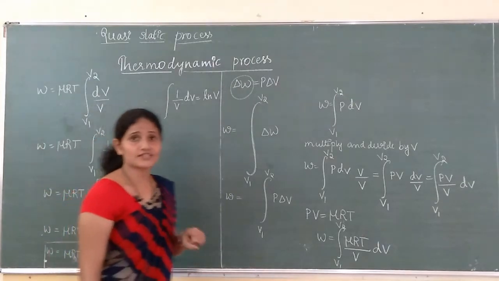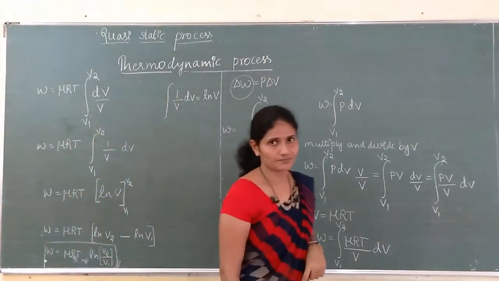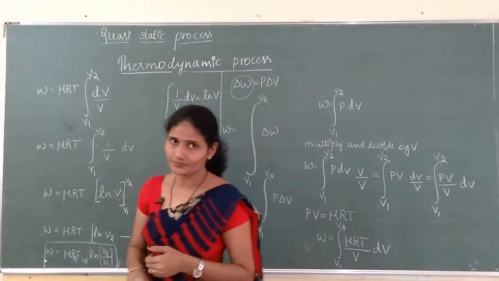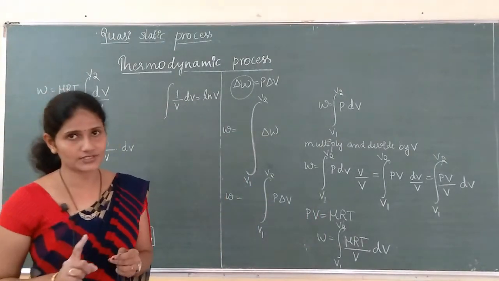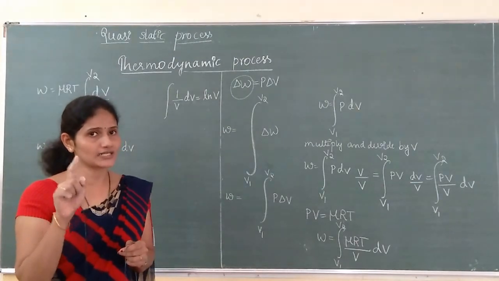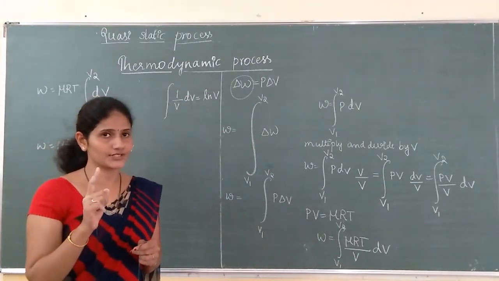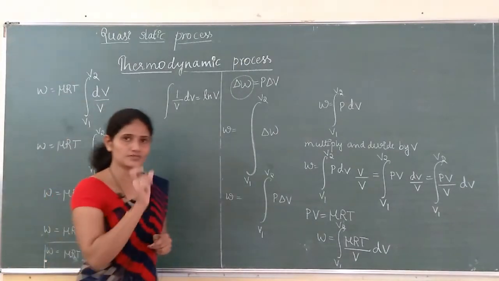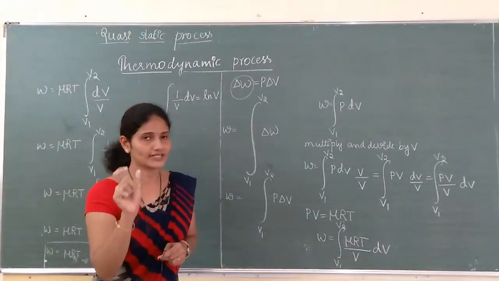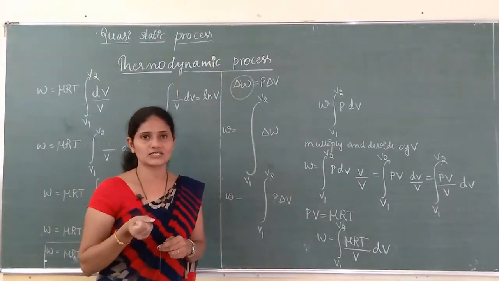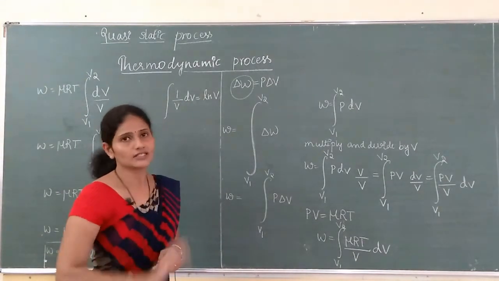After that, we have to apply first law of thermodynamics. Delta Q is equal to delta U plus delta W. Since T is constant, change in temperature delta T is 0, therefore change in internal energy delta U is also equal to 0. So, the equation becomes delta Q is equal to delta W. That means all the heat energy absorbed by the system is used to do the work.